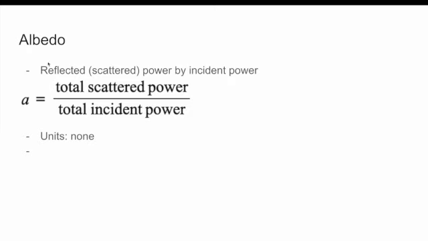Now we need to look at albedo. Albedo basically means reflected or scattered power divided by incident power. And so it's just a ratio of how much power is reflected back by how much power is actually brought on. So if I shine a flashlight onto the ground, the bottom here would be the incident power, so how much power I'm shining onto the ground, and scattered would be how much reflects off the ground. So albedo is also a decimal because incident power is always bigger than scattered power. There's also no units again because it's power divided by power.